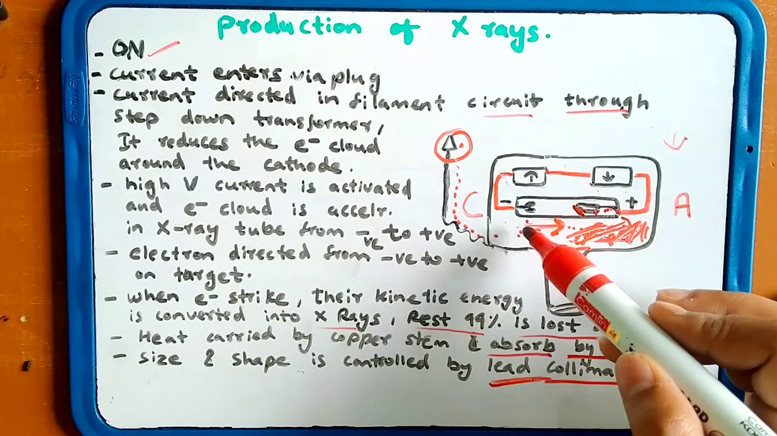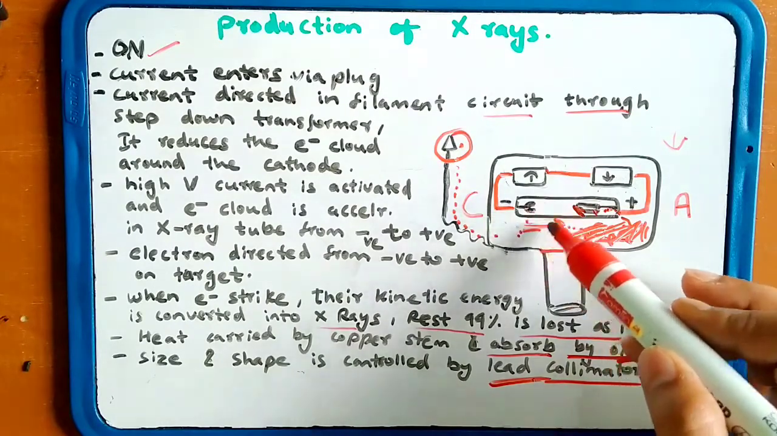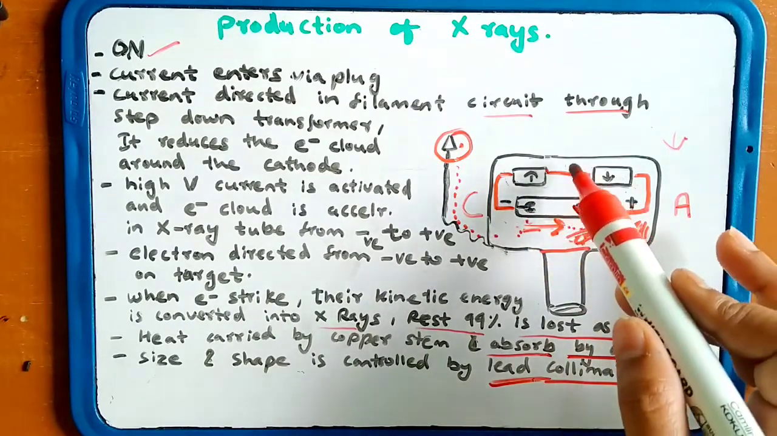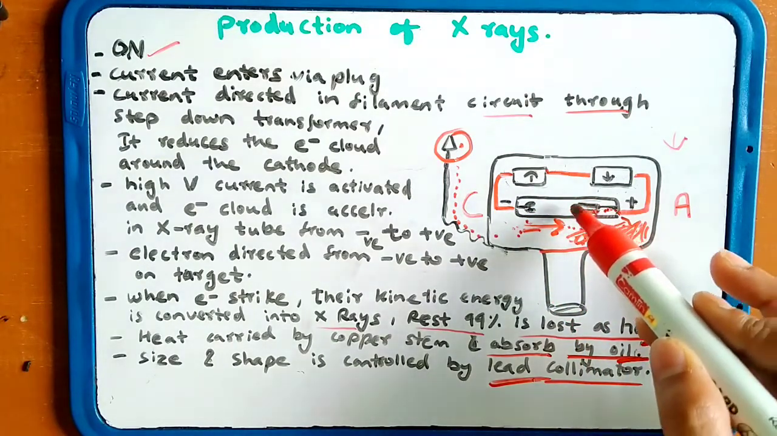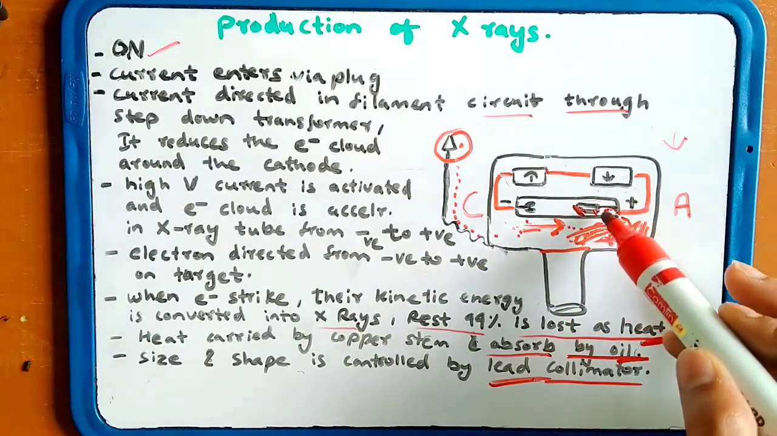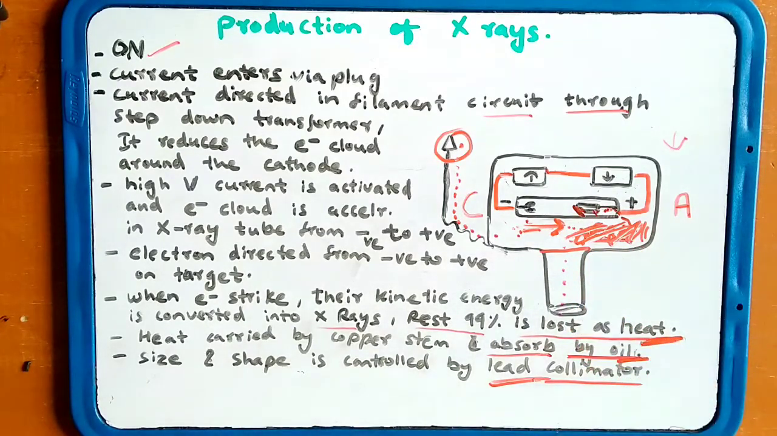And due to the high voltage current being activated, the electron cloud is accelerated and it is going to travel from the negative to the positive part. It is going to strike on the focal spot and the X-rays are produced from here. The kinetic energy is converted into X-ray energy to form an X-ray.